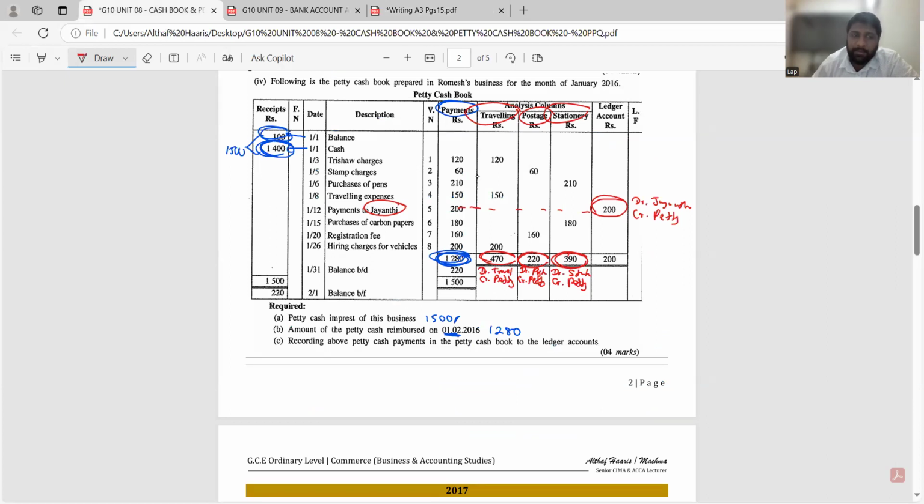So here, look at the requirement. Recording the above petty cash payments. So they're asking us to record the above what, Yunus? They're asking us to record the above petty cash payments in the relevant ledger account. Okay. So cash book, we are not paying from the cash book. We are getting money. We are receiving money.